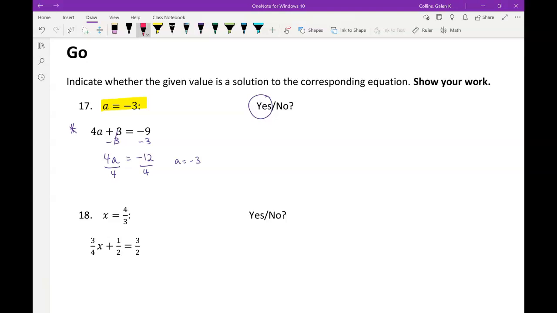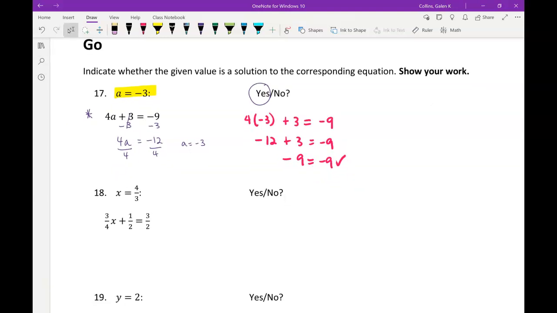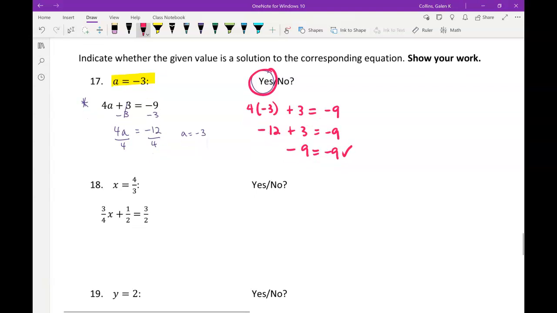Alternately, though, it's a really good skill to just test this by substitution. So what I mean is instead of solving the equation, just substitute negative 3 for a in the equation. So when I do that, 4 times negative 3, negative 12 plus 3, is that in fact negative 9? It is. So when I plug in or substitute negative 3 for a in the equation, if I arrive at a true statement, then I know, yes, that was a solution. I'm going to work through the rest of them using that second method because sometimes it's easier.